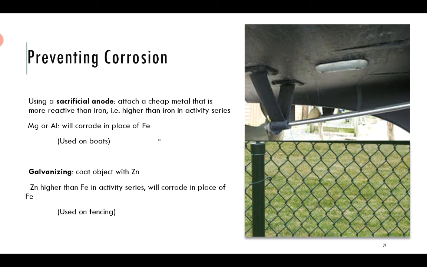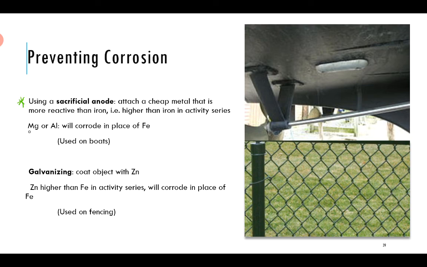So since some metals oxidize easier than others, there's ways that you can prevent metals from oxidizing if you don't want them to. One method of preventing oxidation is to use what's known as a sacrificial anode, which is a cheap metal that you don't mind sacrificing to prevent the oxidation of something else.